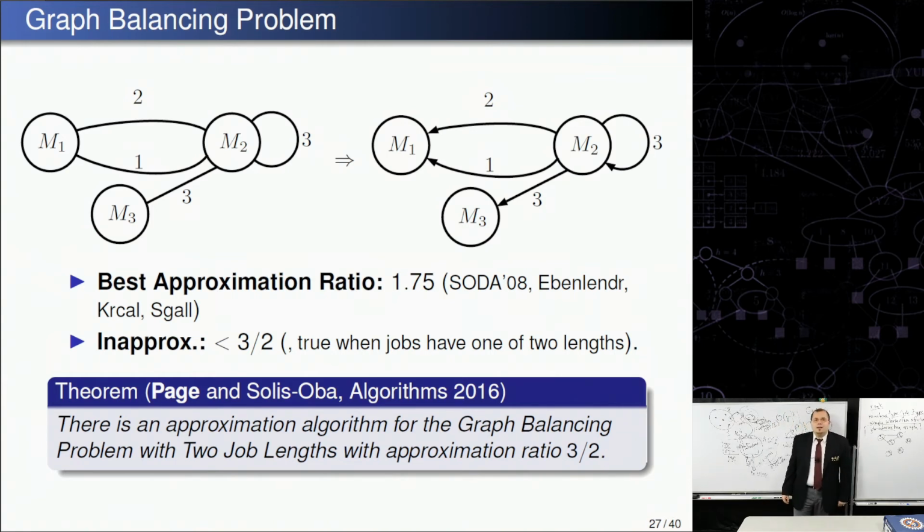Now, this is one of the interesting developments that's come out not that long ago: Page and Solis-Oba proved that there exist 3/2 approximation algorithms for graph balancing when you have two job lengths. So this is a very interesting kind of breakthrough when it comes to this problem, because this closes the gap on graph balancing with two job lengths. So that problem from an approximation standpoint is resolved. The only thing you can really do at that point, assuming P is not equal to NP, is coming up with more efficient algorithms.